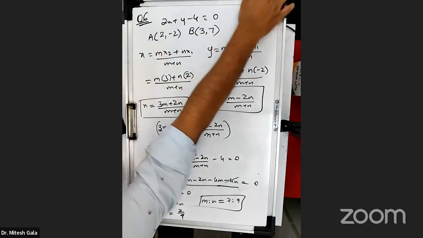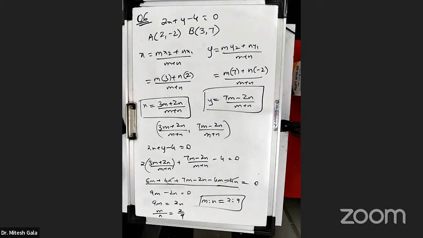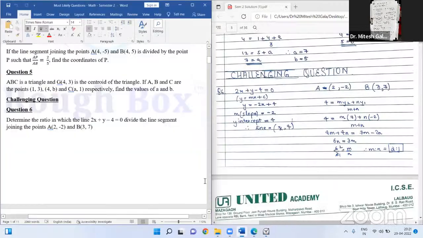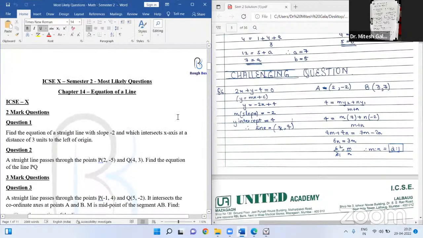Chalo, finish this. Let me show you the next question. With that section formula, I think this much is enough. We'll move on to the equation part. So equation of the line. That's your first question. Come on.